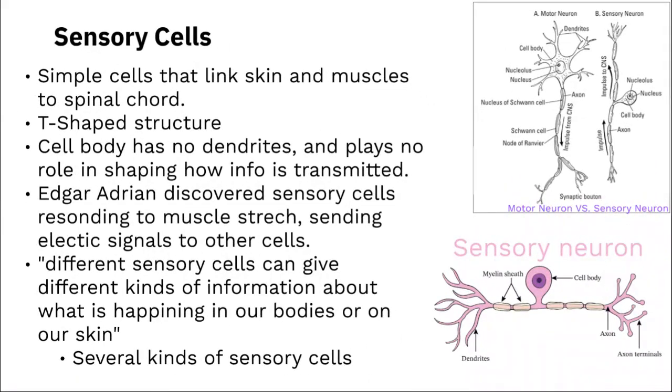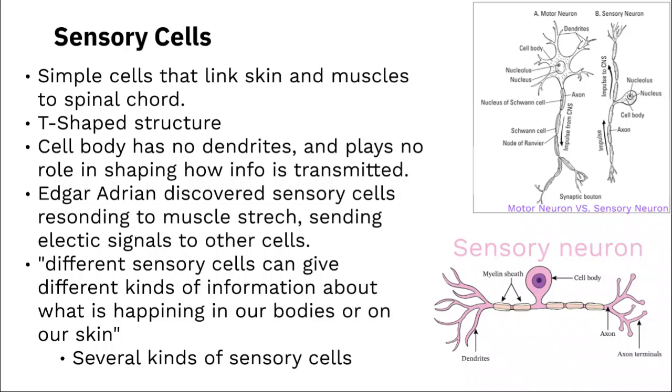Sensory cells, just a basic overview from the book, are simple cells that link skin and muscles to the spinal cord. They are a T-shaped structure, like in the diagram in the bottom right corner. The cell body has no dendrites and plays no role in shaping how information is transmitted. The communication was originally discovered by Edgar Adrian when discovering muscle stretch.